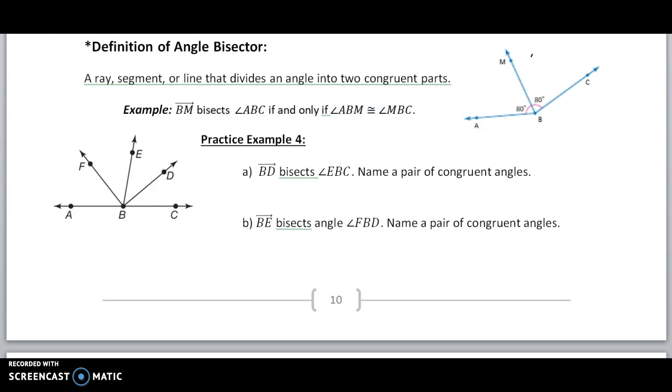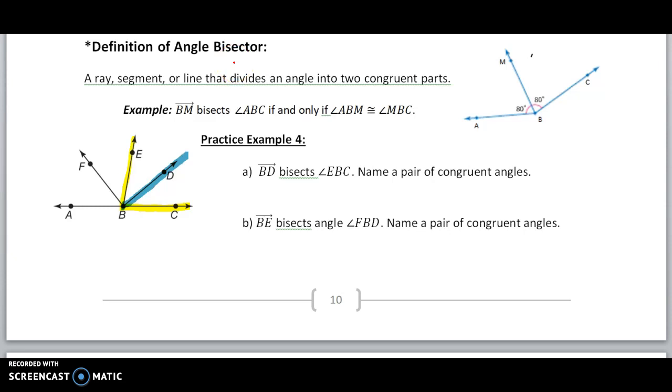Okay, if you see something like that, right away, you should just trace over the angle EBC. So angle E to B to C. Use those letters in order. Then I see ray BD, so B through D, bisects this angle. Okay? So it bisects angle EBC. We want a pair of congruent angles.